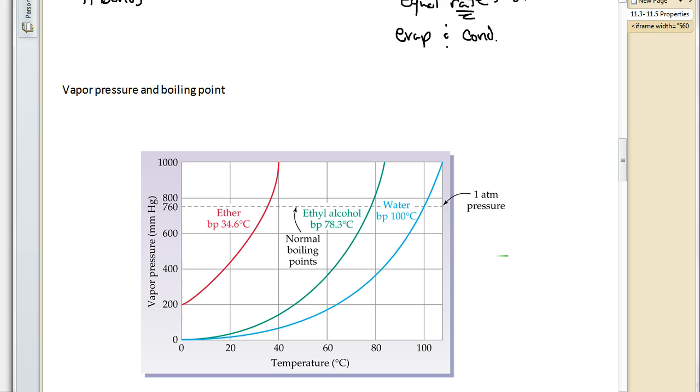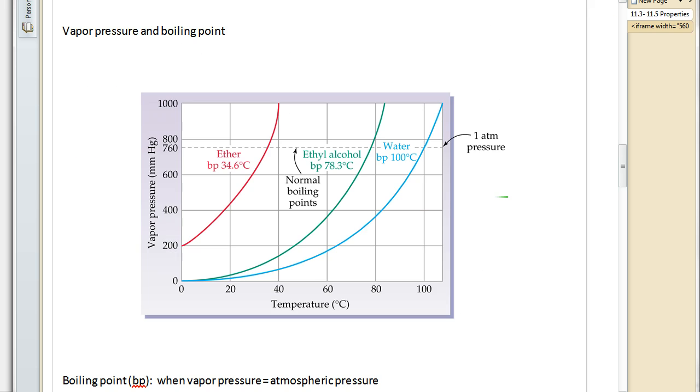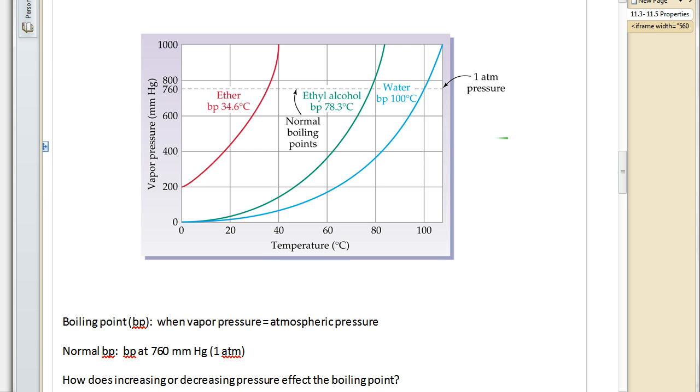Now, this next thing is we're talking about vapor pressure and how it relates to boiling point. Because boiling point really is when vapor pressure is equal to the atmospheric pressure. And that's when something starts to boil. So a couple of things that we need to know. So that's our boiling point. So when vapor pressure is equal to atmospheric pressure, it's going to be the temperature at which something boils as well.